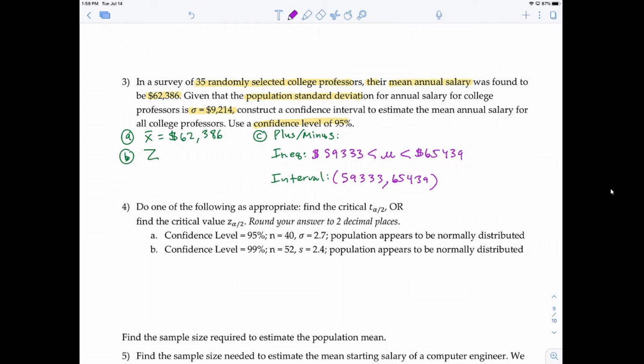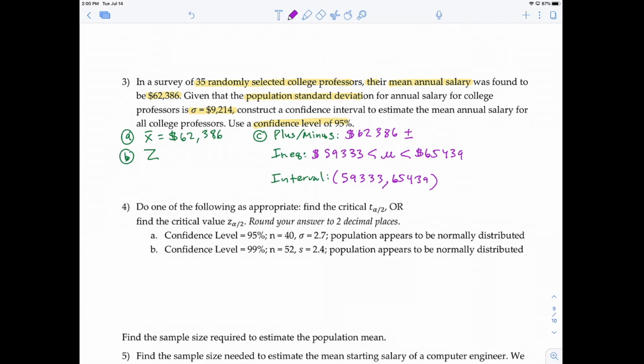And then plus or minus form is x bar. So the x bar is that guy right there, 62,386 plus or minus the margin of error. So now we've got to calculate the margin of error. And we know that the margin of error is the upper plus the lower divided by 2. I apologize, it's the upper minus the lower divided by 2.